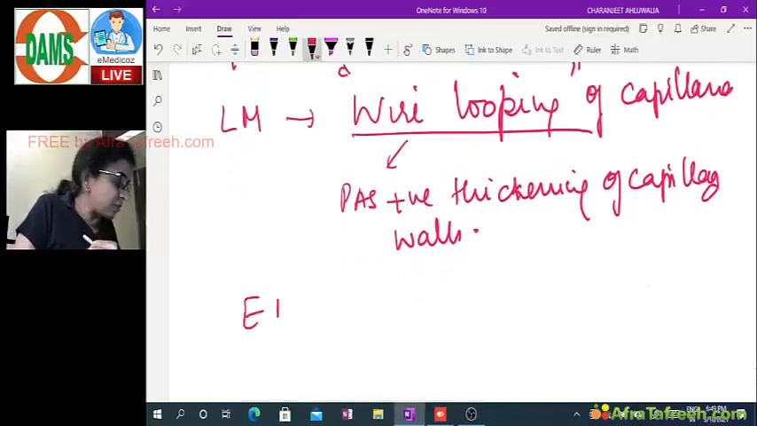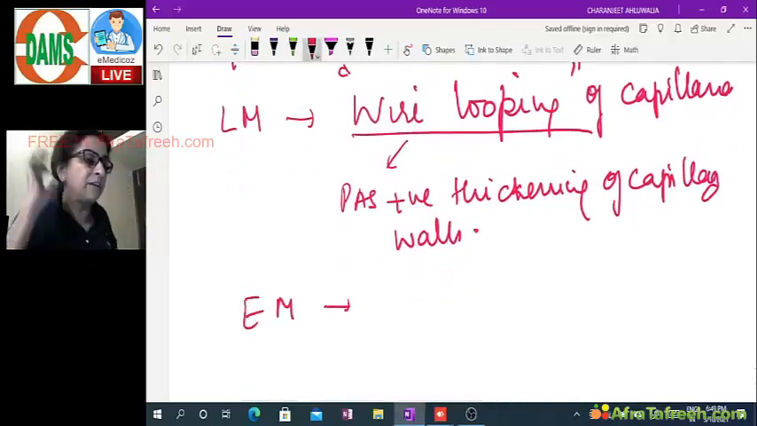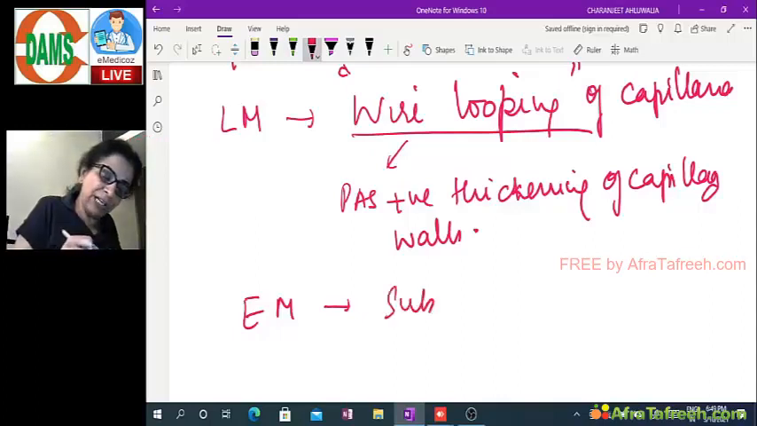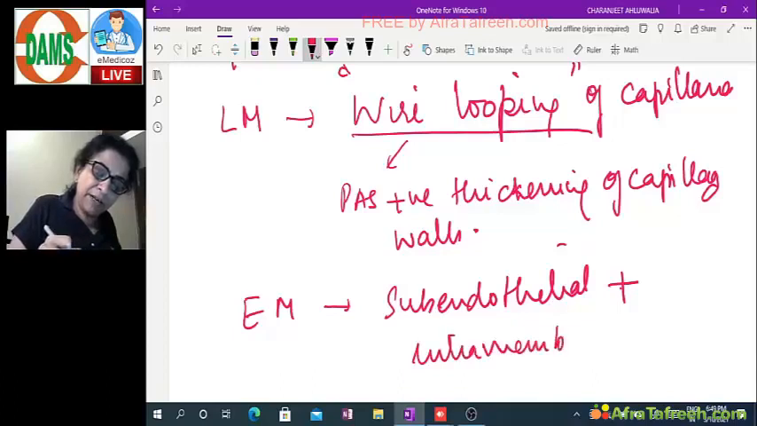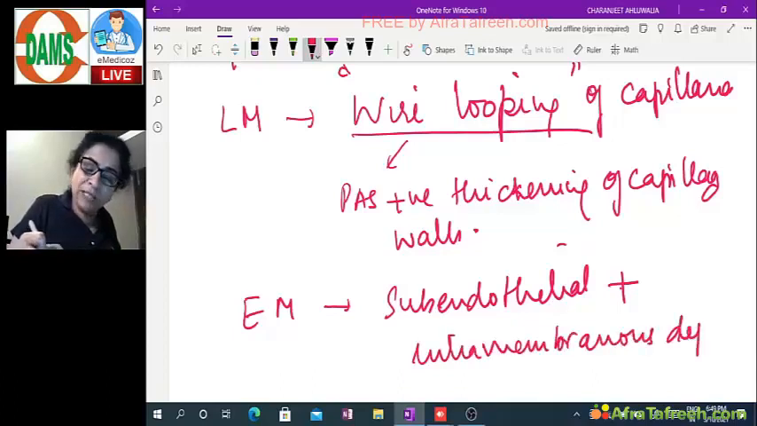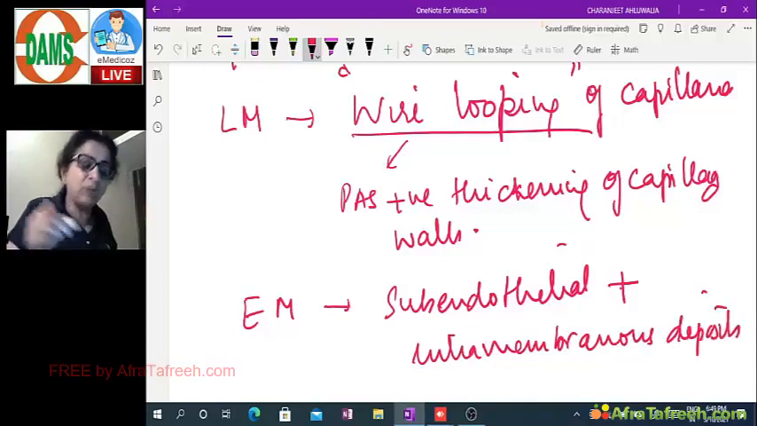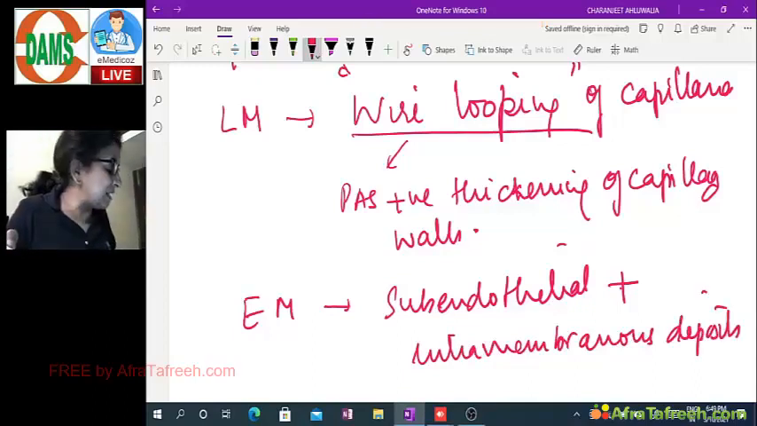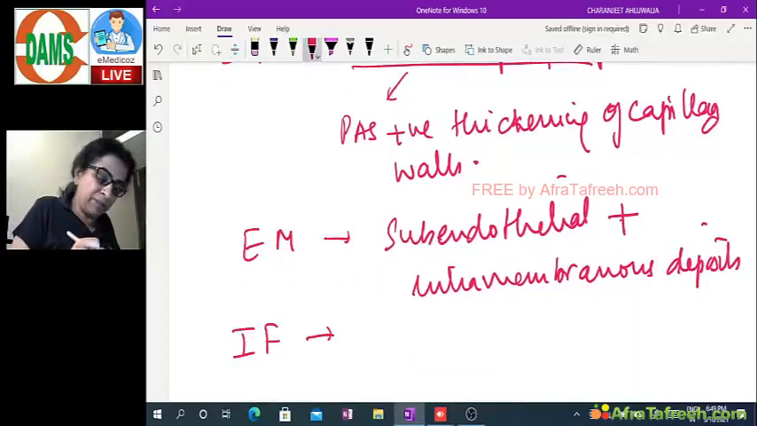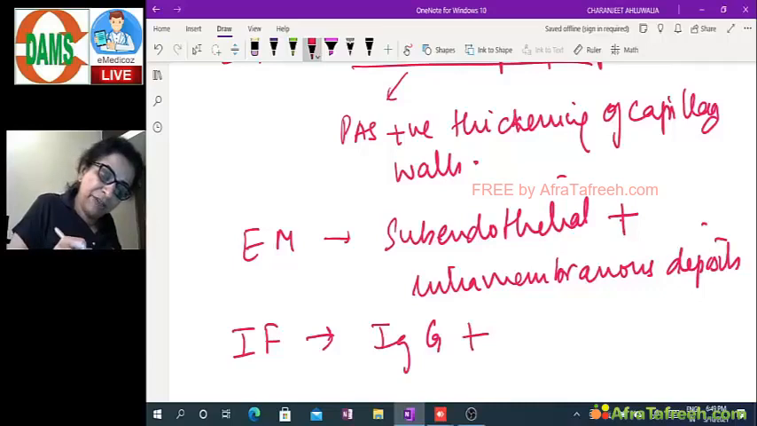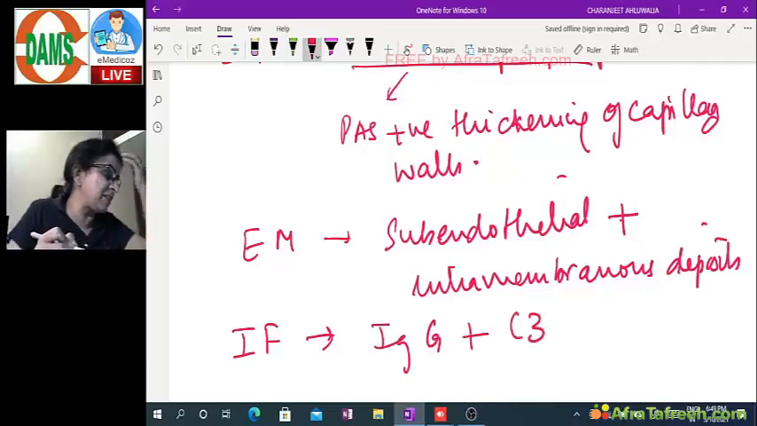Okay. Electron microscopy, what will you see? Now here the deposits are more than one place. You have subendothelial deposits, and sometimes plus even intramembranous deposits. So दोनों मिल सकते हैं. Subendothelial तो मिलते ही हैं, subendothelial के साथ साथ intramembranous भी मिल सकते हैं. और immunofluorescence पे what do these deposits contain? They mainly contain IgG with C3 complement components.